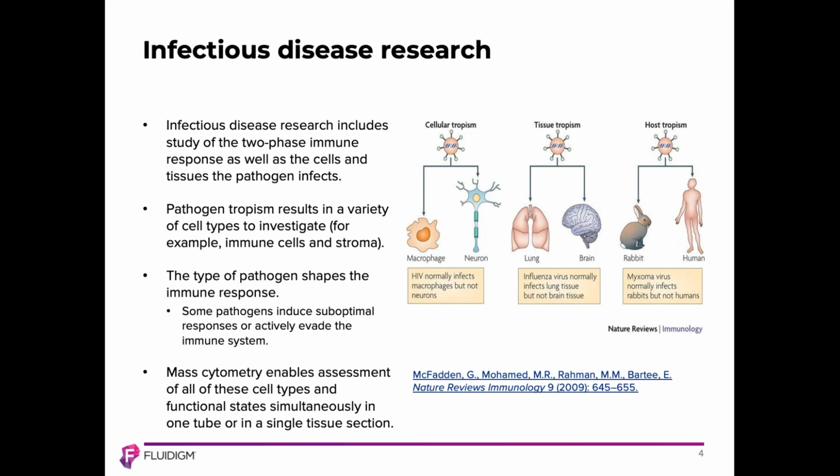In order to appreciate this complex system, one will need a tool that can capture all parameters. Mass cytometry is such a tool that can not only include many parameters, but can be applied to cellular suspensions or entire tissue sections for imaging.